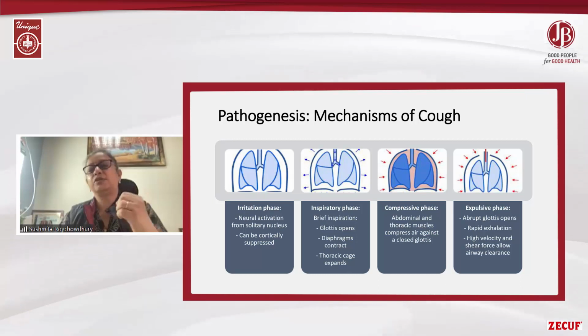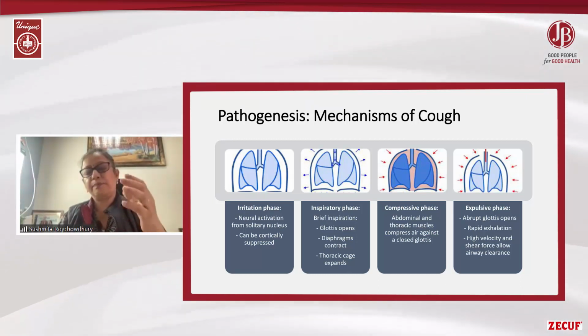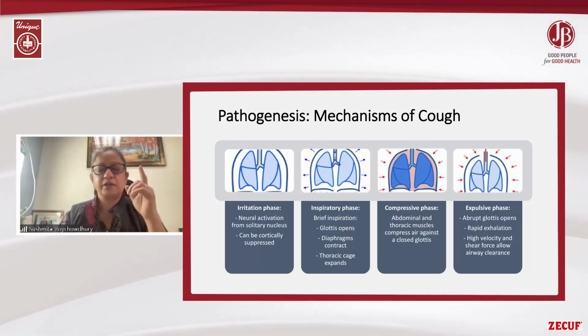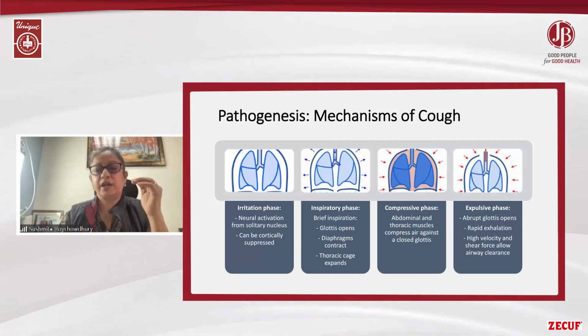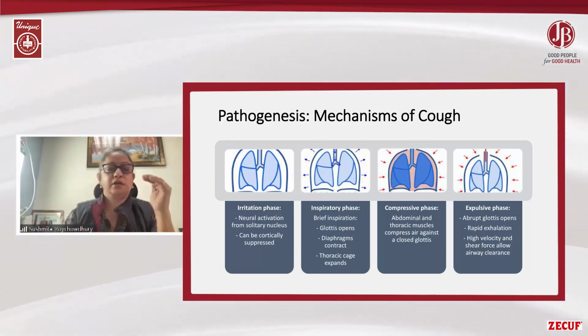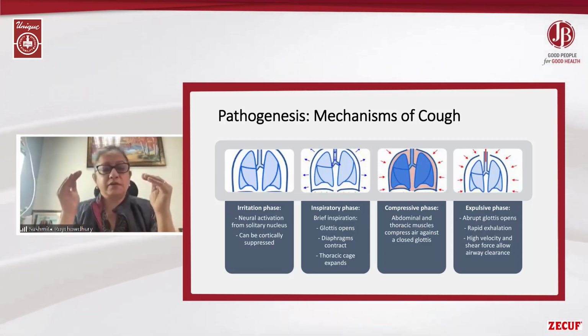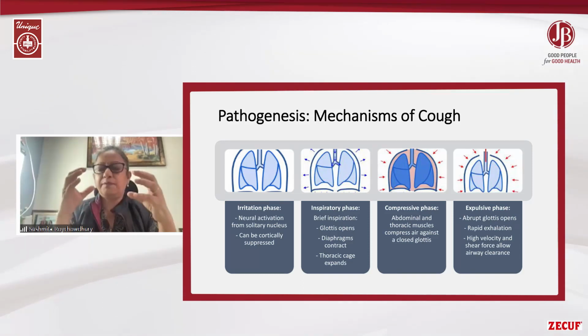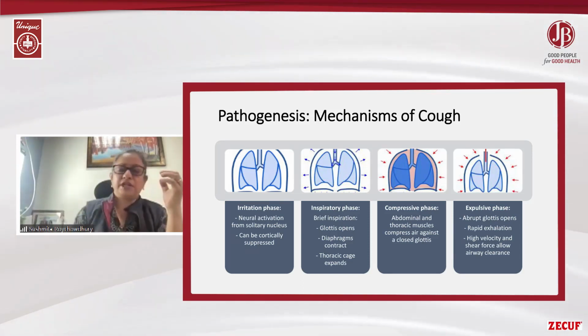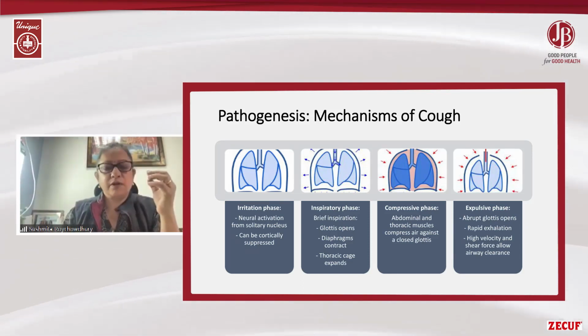glottis. And that leads to the expulsive phase, where abruptly the glottis opens, and that is where the sound of the cough comes by rapid exhalation from high velocity shear force, allowing airway clearance. So these are the 4 phases of coughing: irritation, short inspiratory phase, significant compressive phase, and a prolonged expulsive phase, which produces the sound and the coughing.